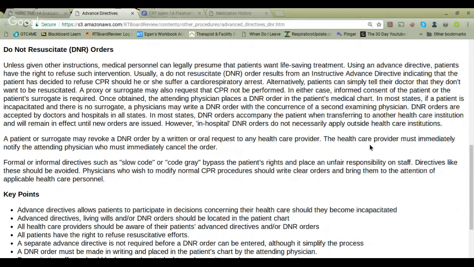The healthcare provider must immediately notify the attending physician, who must immediately cancel the order.